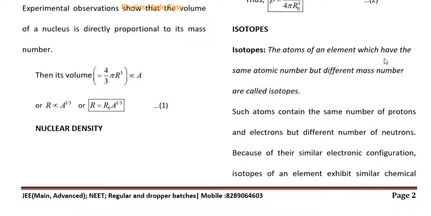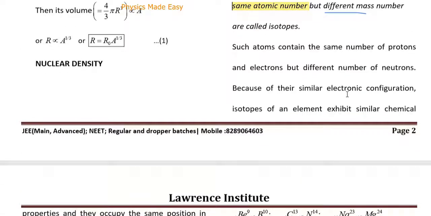Isotopes are atoms of an element which have the same atomic number, but different mass numbers. Their mass numbers are different. Different mass numbers are called isotopes. Such atoms contain the same number of protons and electrons but a different number of neutrons. The basic difference lies in the number of neutrons.